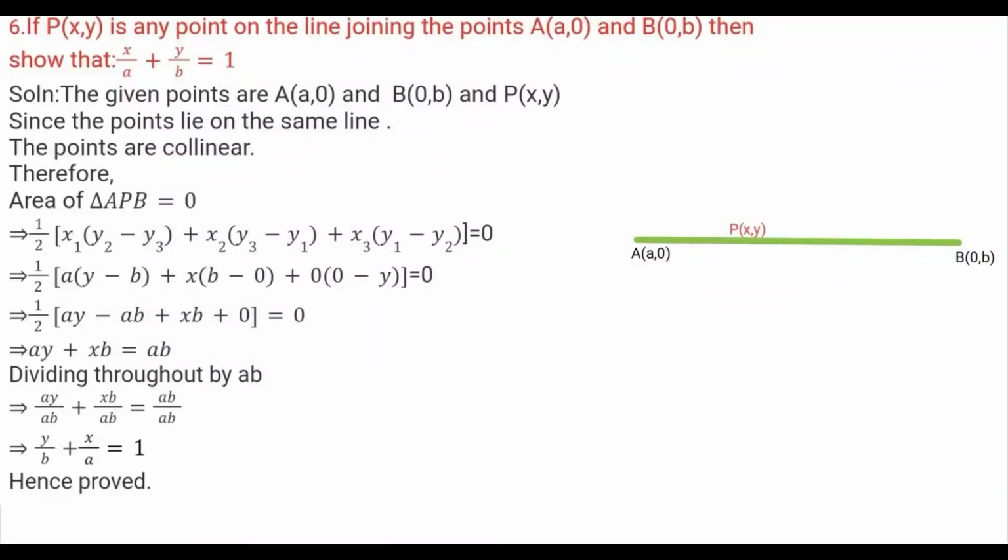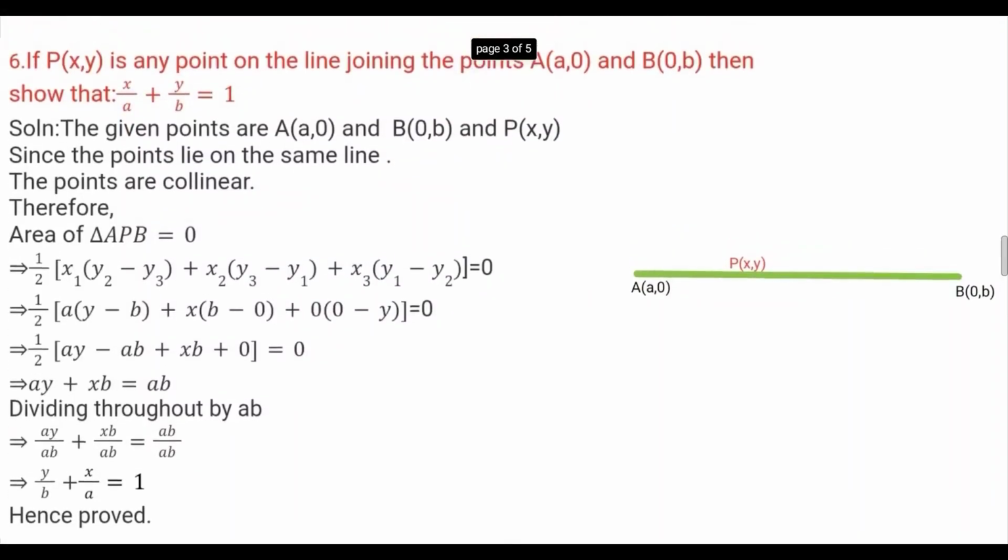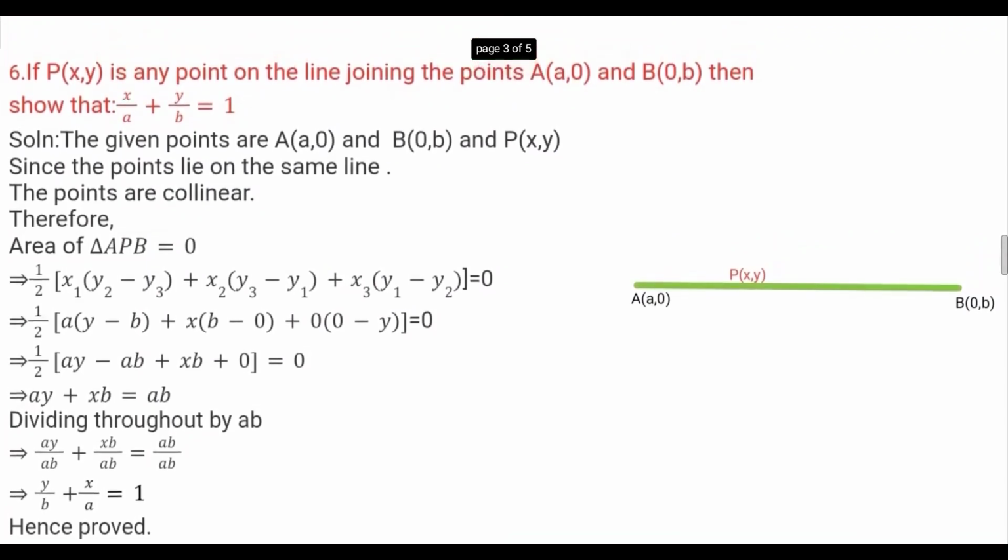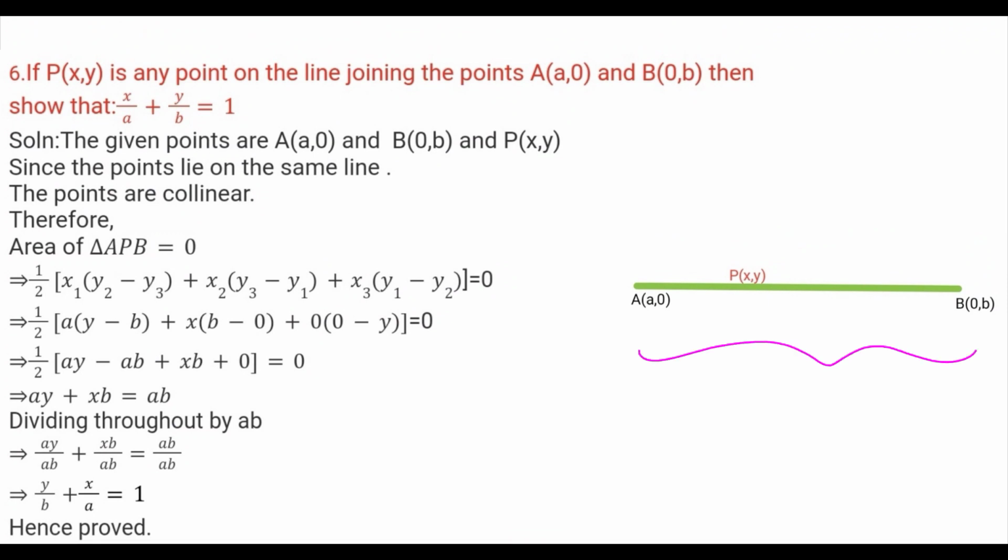All right, continue with question number 6 here. What does it say? If P(x, y) is any point on the line joining the points A(a, 0) and B(0, b). So we can already see the line is AB. Then we have 2 points A and B, and the question is saying this P(x, y) lies anywhere on this line, right? So we're going to take it to be here equal to P(x, y).